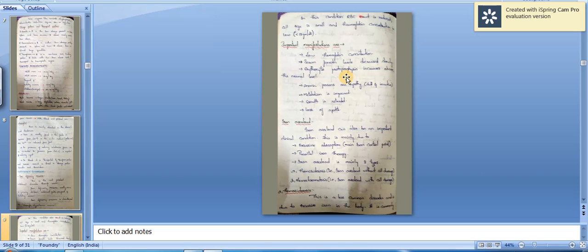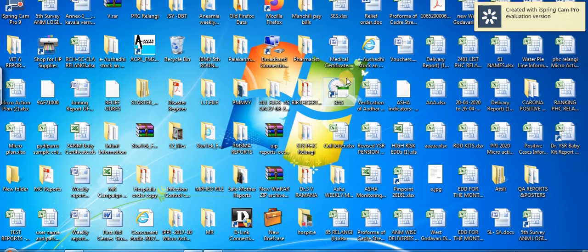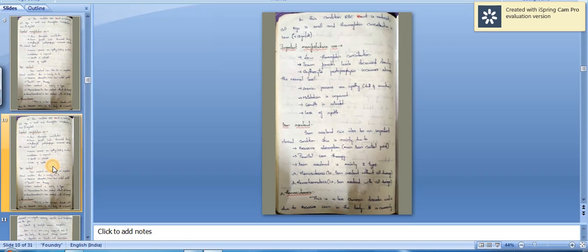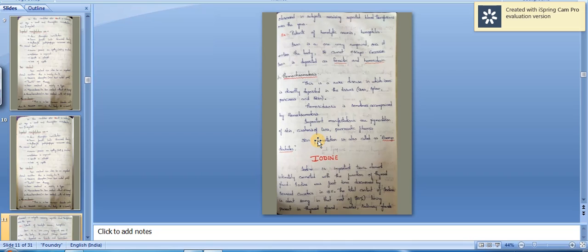Next, coming to hemochromatosis. This is a rare disease in which iron is directly deposited in the tissues, that is liver, spleen, pancreas, and skin. Hemosiderosis is sometimes accompanied by hemochromatosis. Important manifestations are pigmentation of skin, cirrhosis of liver, and pancreatic fibrosis.